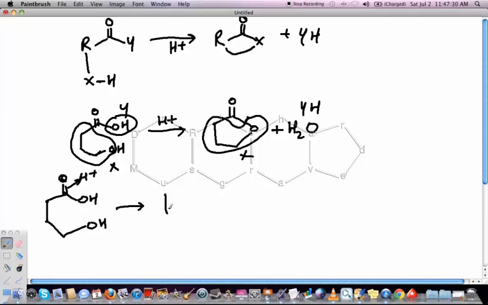So the first step is the C double bond O attacking the H plus. And the nucleophile comes in, and the nucleophile is actually the OH on the other end of the chain, and that's our cyclization step. And that's going to give us a 5-membered ring.